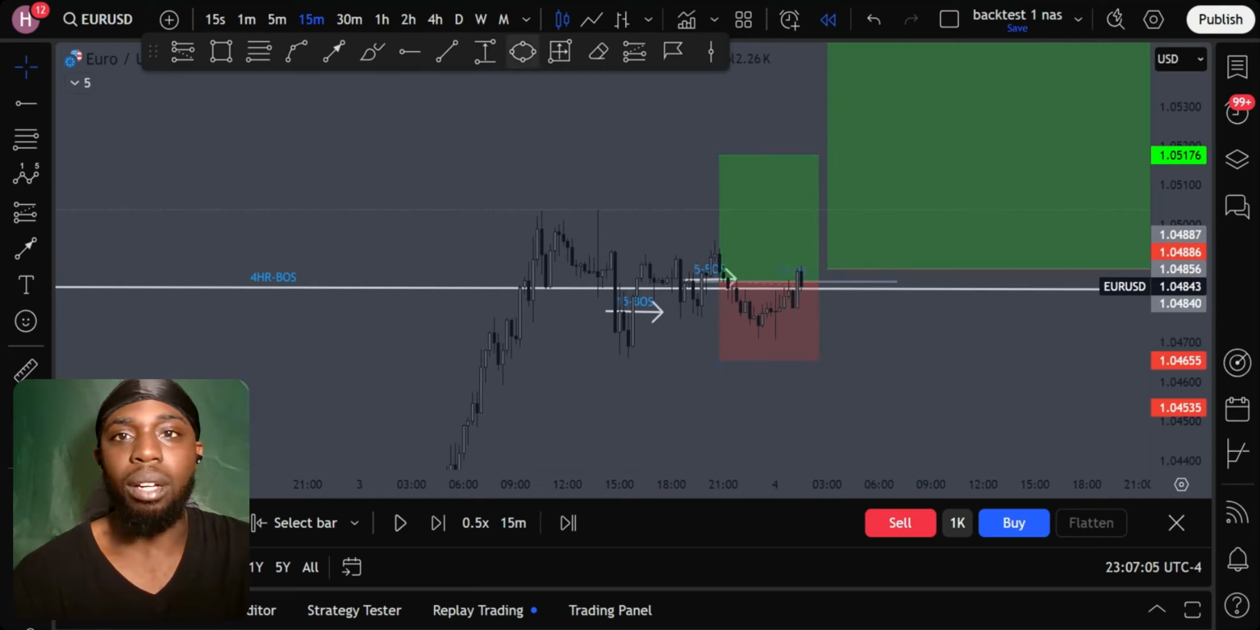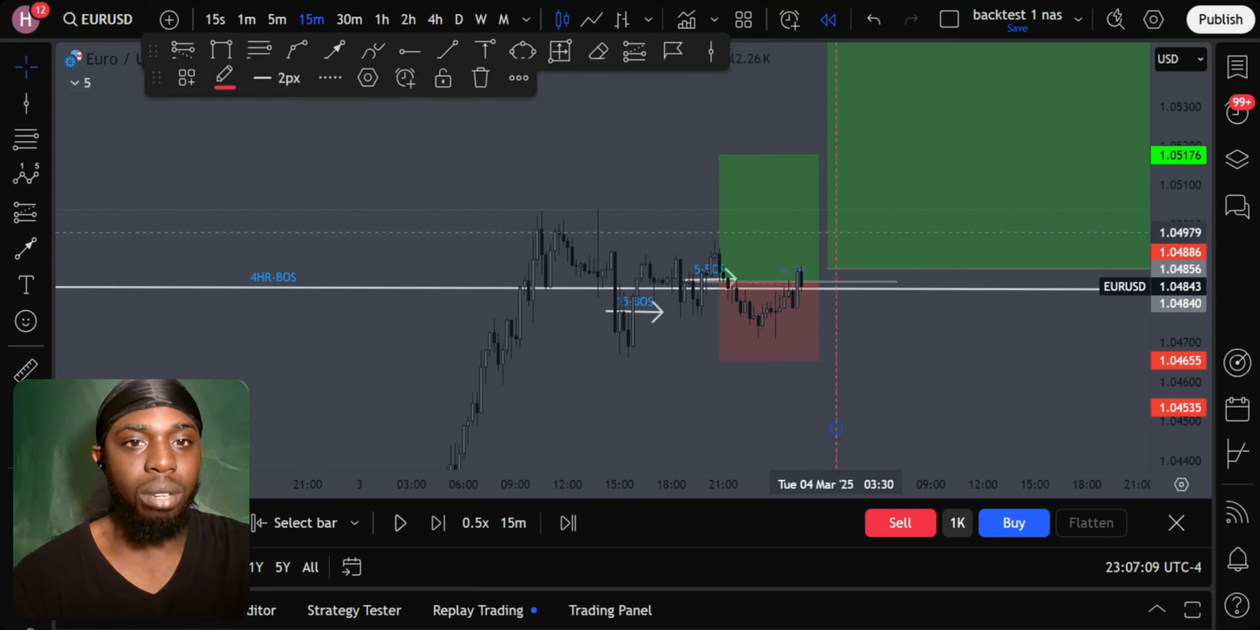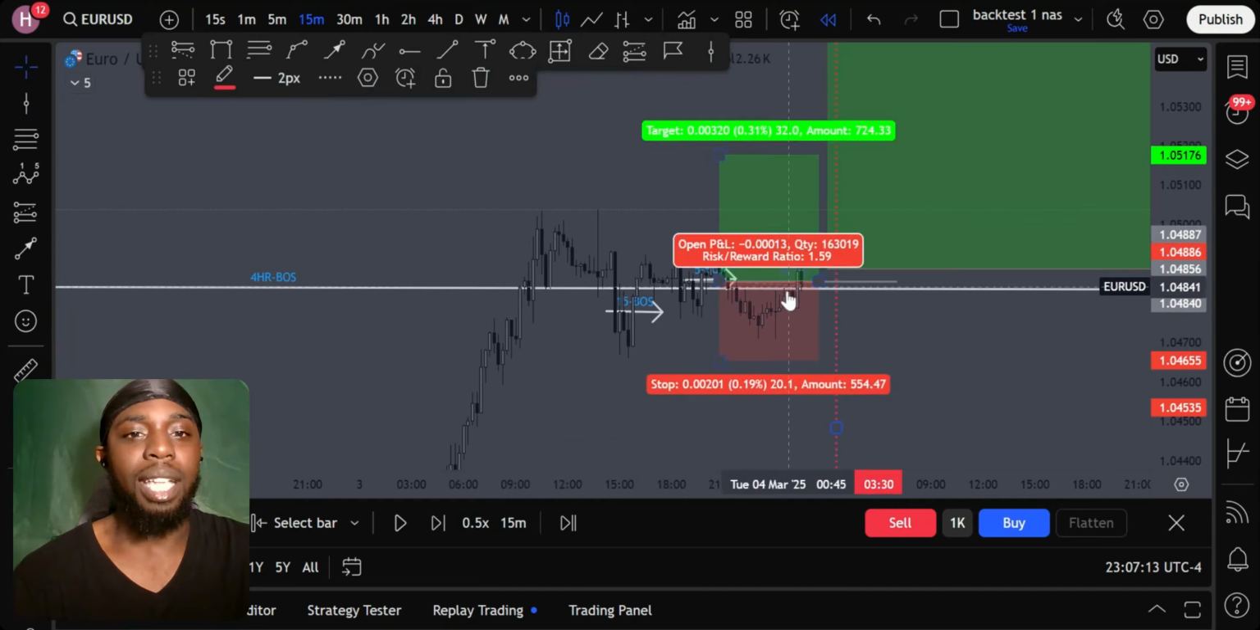So let's put a vertical line around the time I got in. Around here, London session, that's when I ended up getting into the trade, because I saw that price was just playing in my favor.